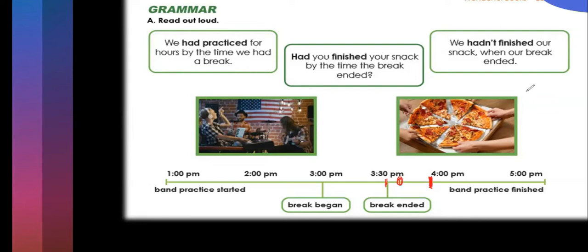Another example we have here is we hadn't finished our snack when our break ended. It was supposed that this action was supposed to be here. They had to finish before the break, like here, but they didn't. So this action is not here. Now it's like, for example, here. So once again, if you want to know which tense to use, you think: okay, I have two actions in the past. What happened first? This one goes in past perfect. Let's see, I think that I have more examples here.